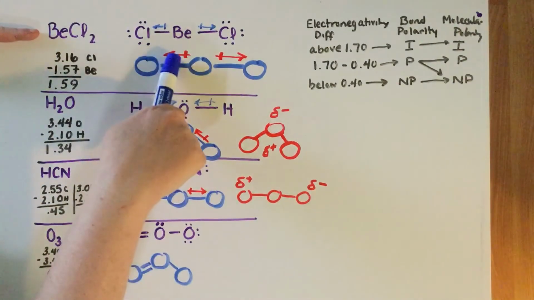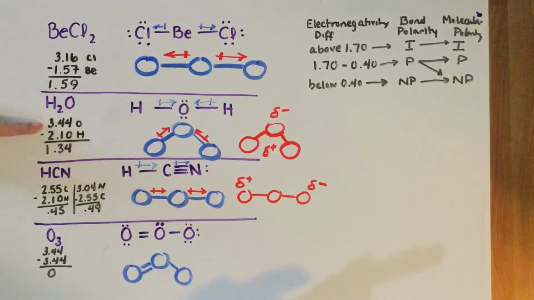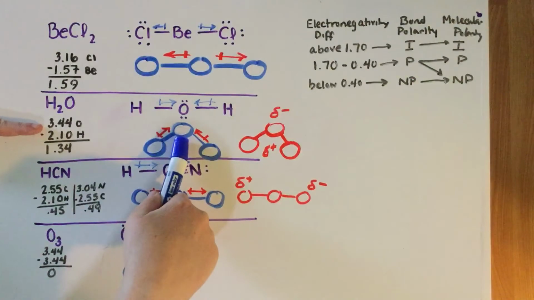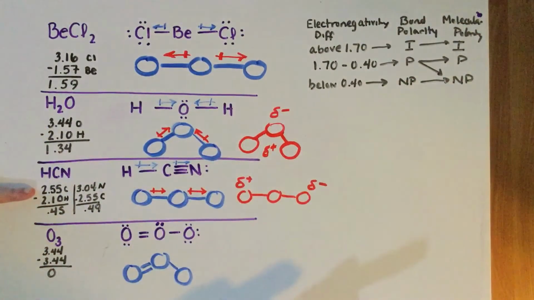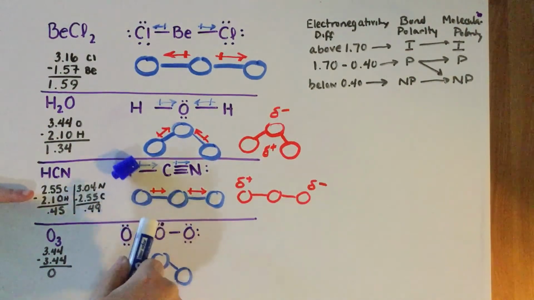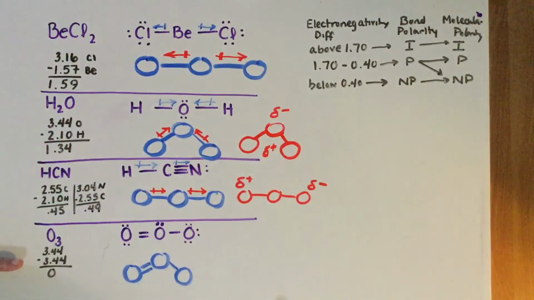So quick review before we move on. Nonpolar molecule because the polar bonds cancel. Polar molecule because the polar bonds do not cancel. Polar molecule because the polar bonds do not cancel. And nonpolar molecule because there were no polar bonds. Overall, those are the things that we have to consider.